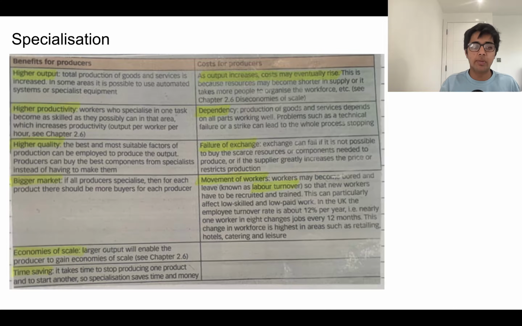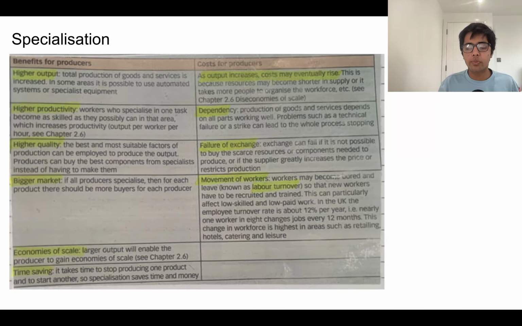Now, moving on to benefits and costs of specialization for producers. Producers can gain higher output if their workers are specialized, and higher productivity. This allows them to gain economies of scale and expand their business, earning more revenue and thus more profit. If the workers are specialized, producers can provide more higher quality goods which will increase their demand, and it saves them time. Some costs for producers are dependency.